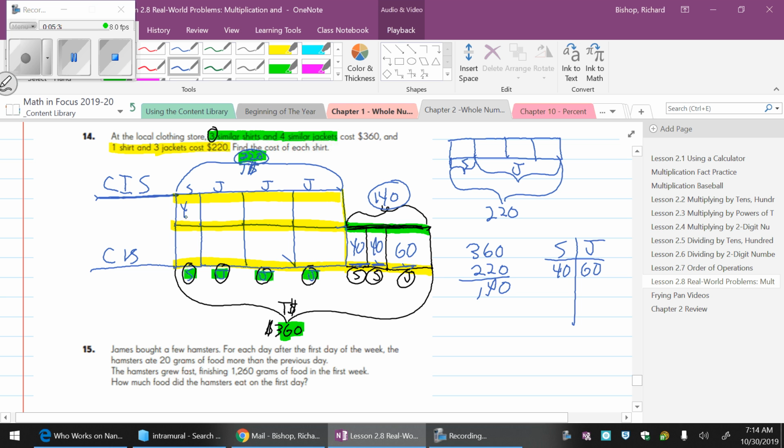Let's see if I put that back in here. 40, 60, 60, and 60. So my 3 60s give me 180 for the 3 jackets, plus 40 is 220. That does work. Let me go down here and see if it works below. I now have 4 jackets. 4 times 60 is 240. I have 3 shirts is 120. Put them together and I have 360. That works. The cost of each shirt is $40.